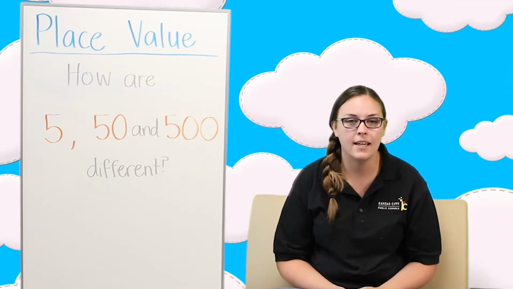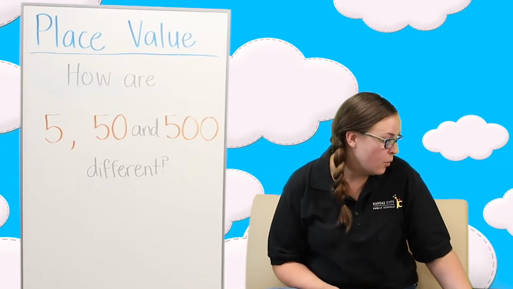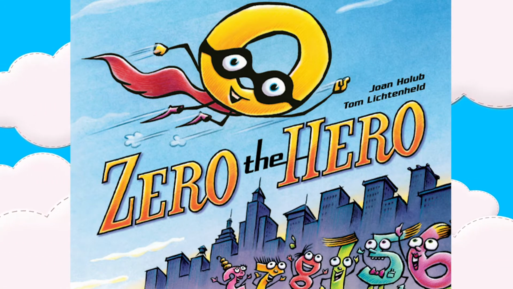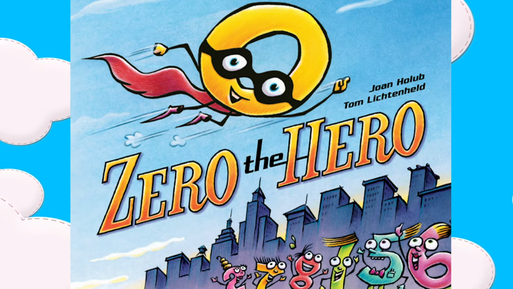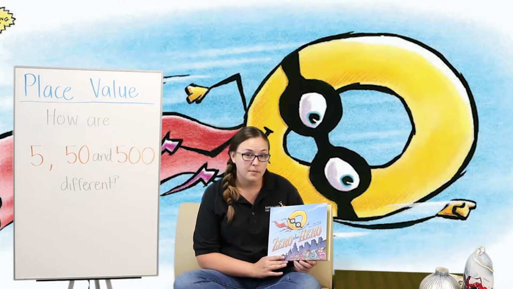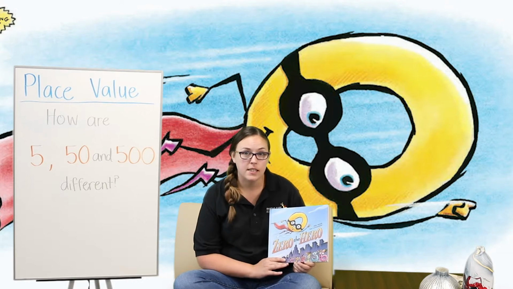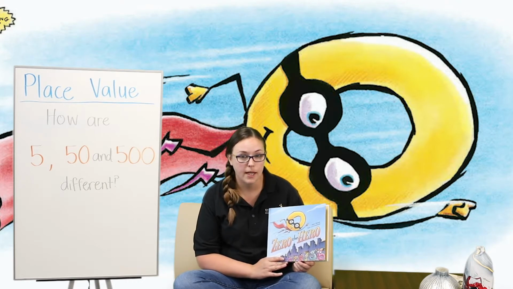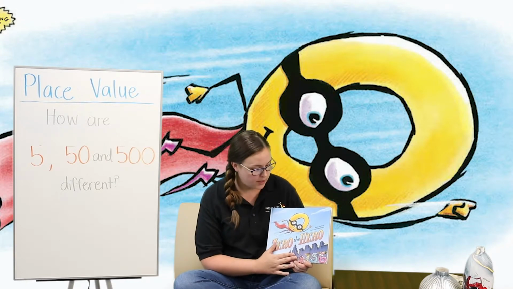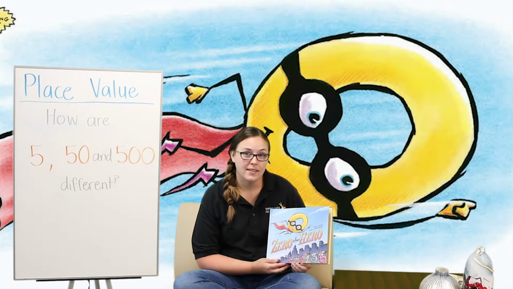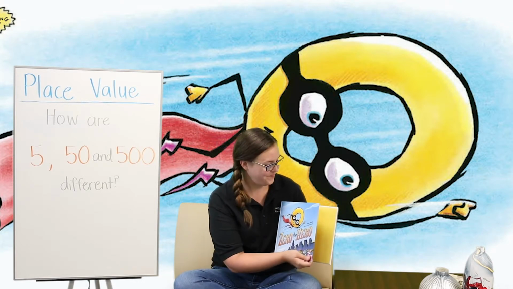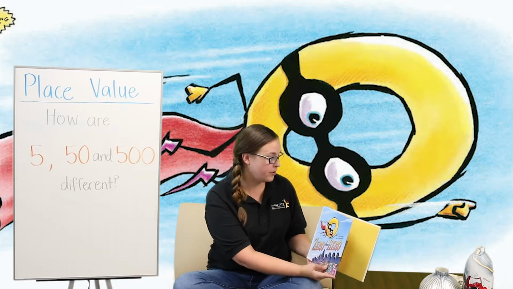In order to talk about the answers to those questions, today we are going to read a book called Zero the Hero by Joan Holub. As we're reading this book, I'd like you to think about all of the ways we use zero in our lives. Sometimes that can be in math operations like addition or subtraction, and other times it could be used in situations where we're talking about numbers. Are you ready to get started? Zero the Hero by Joan Holub.